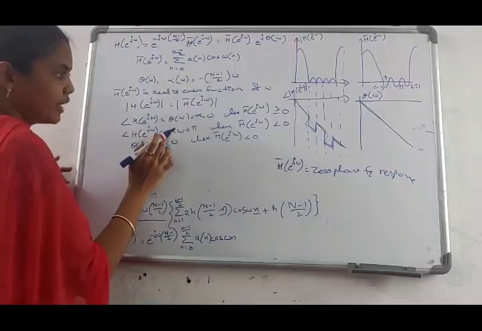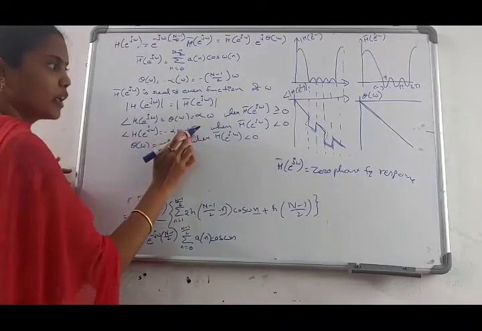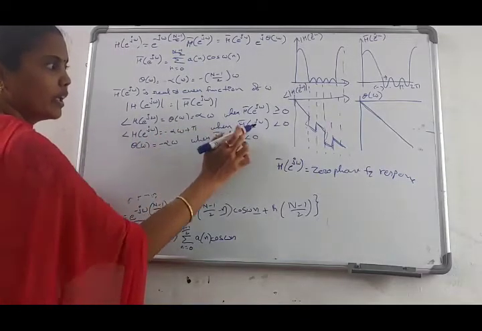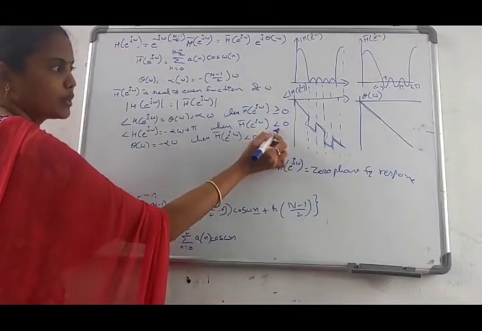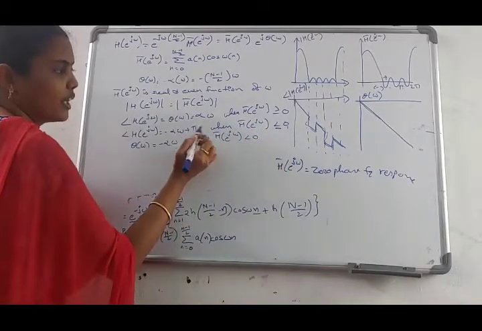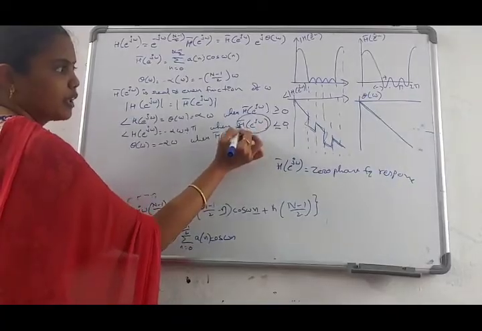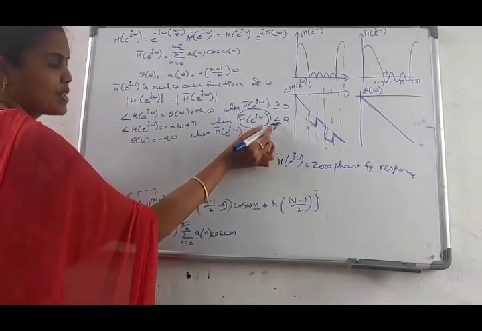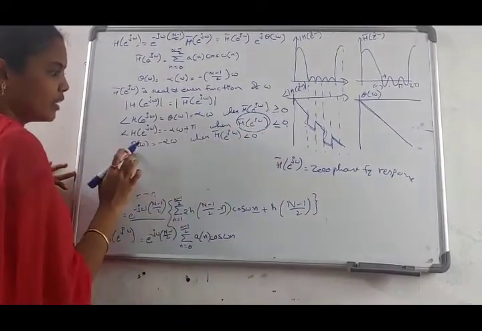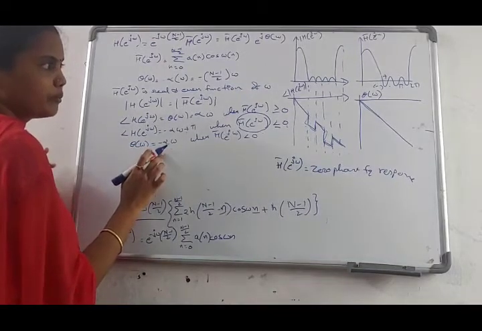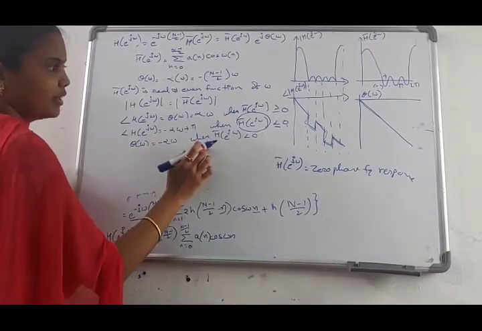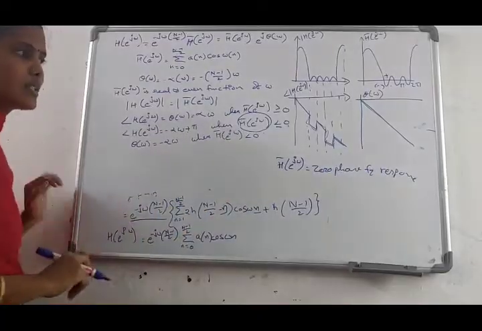Now this is minus alpha omega plus pi when h bar of e power j omega, the 0 phase frequency response, is less than 0. So if we add pi, then theta of omega is equal to minus alpha omega plus pi. In the same way, consider when h bar of e power j omega is less than 0.